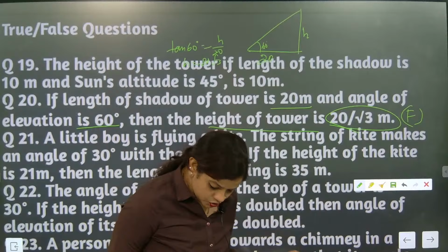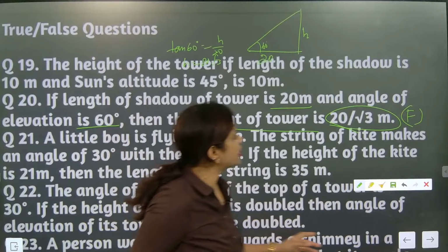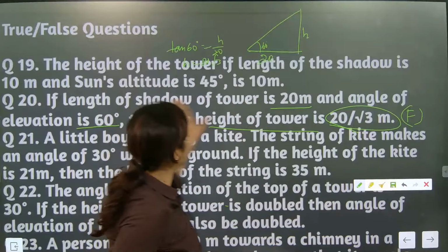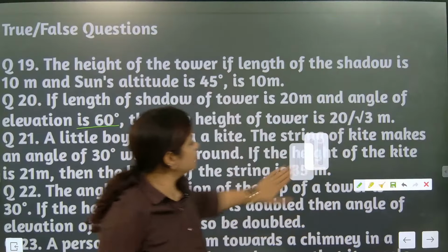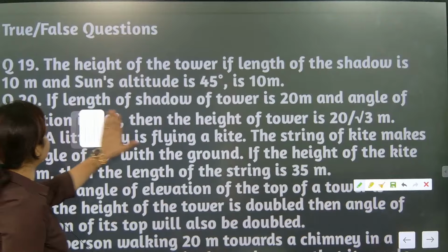Absolutely correct. Those who have given the answer, that's absolutely correct. It is 20 by root 3. Now we will go for the next one.